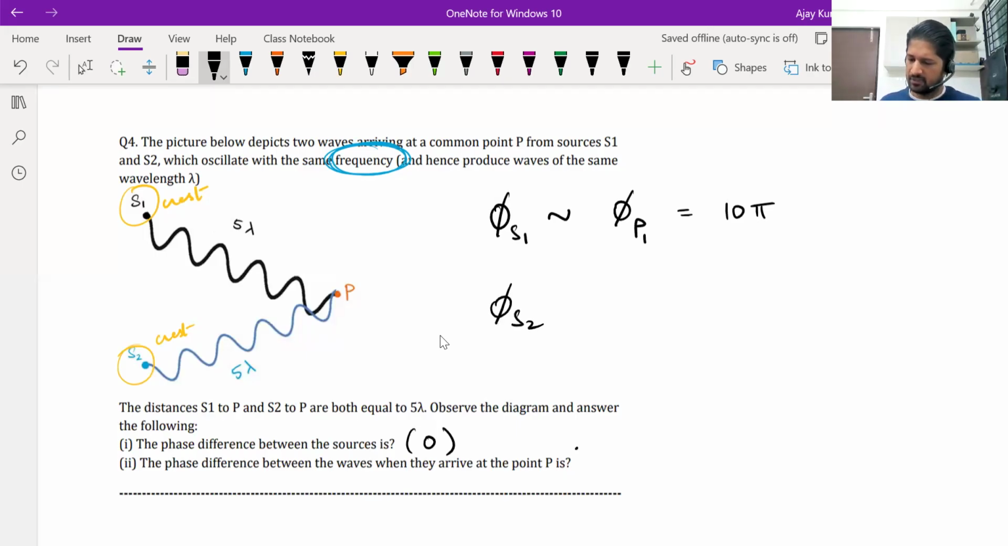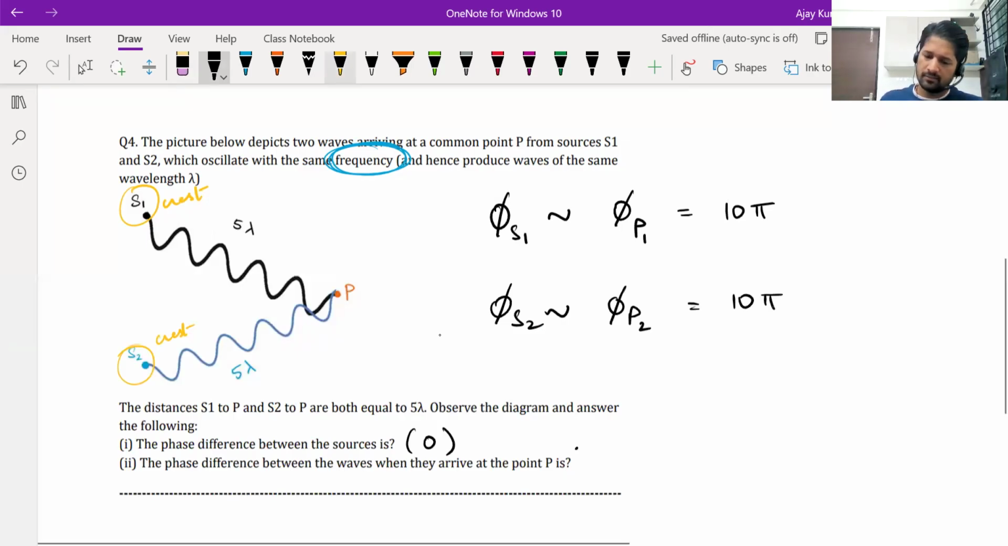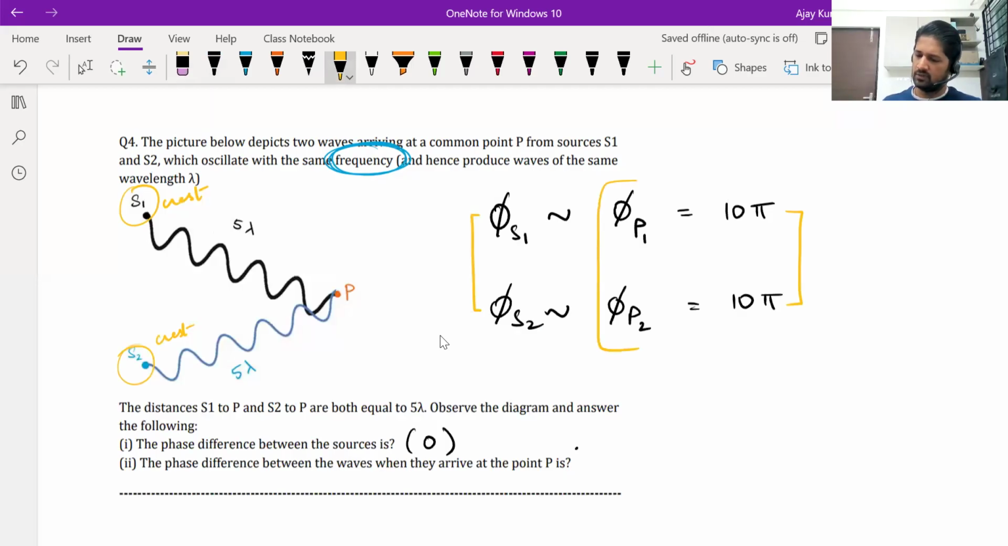Similarly, the phase difference between S2 and the point P due to the second wave is also 10 pi. Now, these two are equal. The sources are in phase with each other. The right-hand side is also equal. That means these two should be equal. So the phase of the wave arriving at point P from S1 and the phase of the wave arriving at point P from S2, these two are equal.